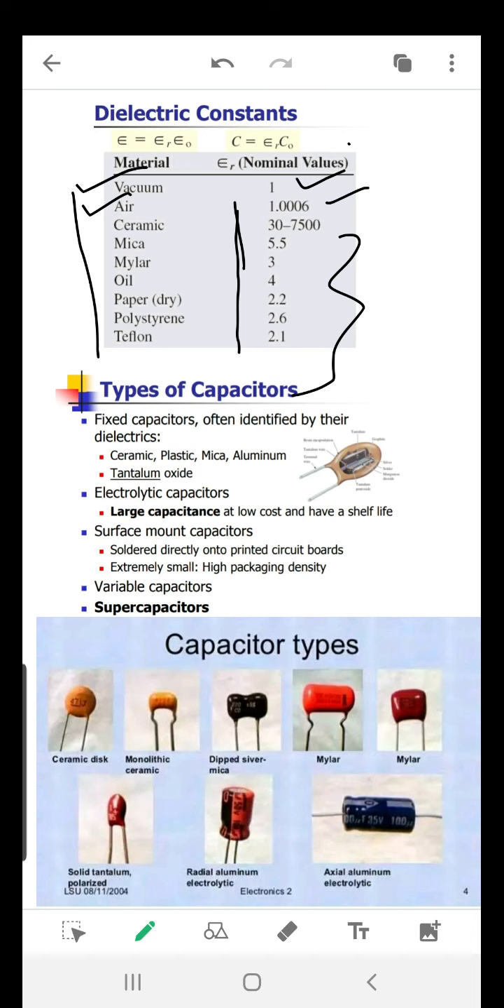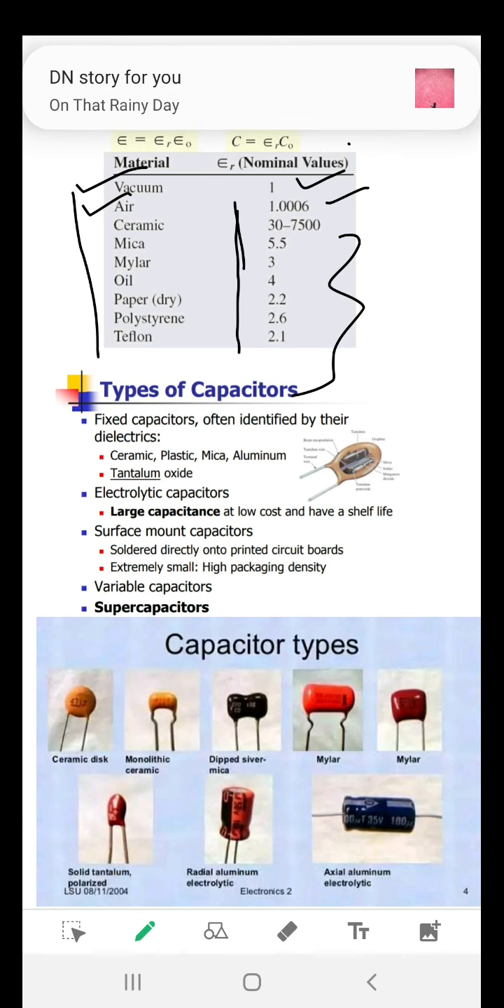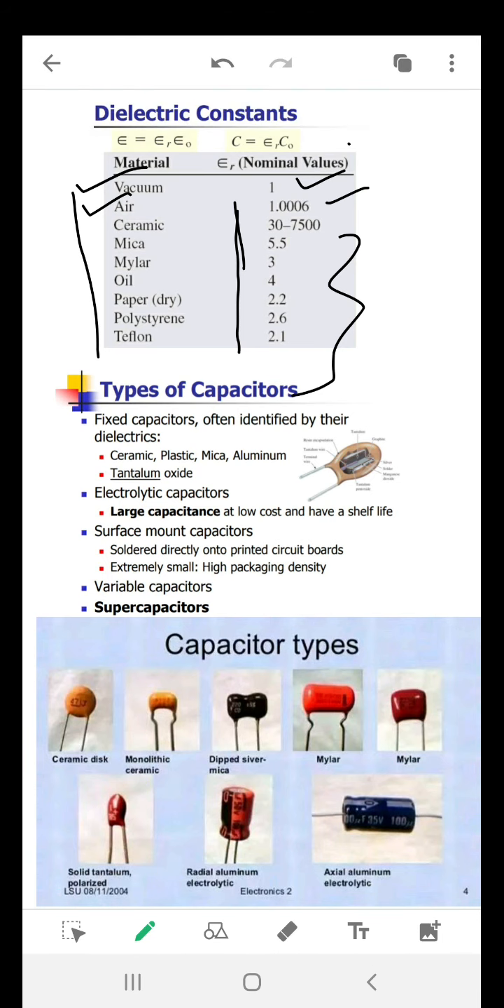Then we come to types of capacitor. Basically, the types of capacitors are fixed and variable. Fixed capacitors are often identified by their dielectric, which means it depends on the dielectric material. If ceramic is used, then it's known as a ceramic capacitor. If paper is used, a paper capacitor. If plastic is used, a plastic capacitor. Likewise, mica capacitor, aluminum capacitor, or tantalum oxide capacitor.